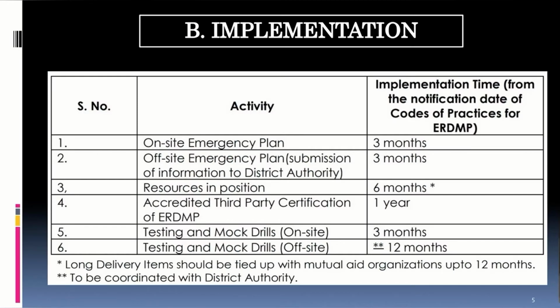All the codes and regulations in ERDMP must be implemented as per the implementation periods given here. For example, both on-site and off-site emergency plans must be implemented within 3 months. Resources must be in position within 6 months, but long delivery items shall be tied up with mutual aid up to 12 months. Third-party certification of ERDMP must be acquired in a year. Testing and mock drills for on-site location must be implemented in 3 months, and for off-site location, they should be completed within a year.